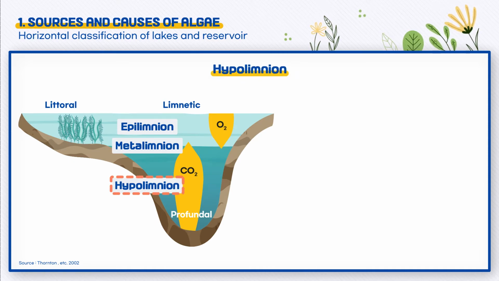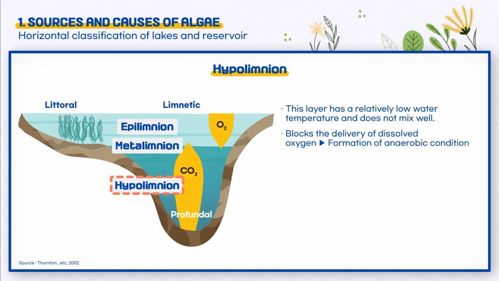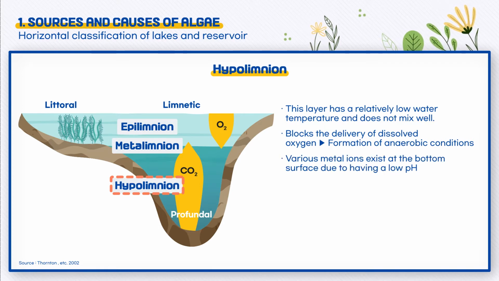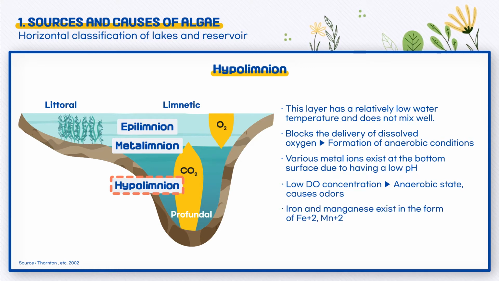Furthermore, hypolimnion is the layer that has a relatively low water temperature and does not mix well. Anaerobic conditions by blocking the delivery of dissolved oxygen, and with a low pH, various metal ions exist on the bottom surface. Also, the DO concentration is low to be at an anaerobic state and causes odors. Iron and manganese exist in the form of Fe+2, Mn+2. Because the pH is low, iron and manganese are released, which result in high concentrations.